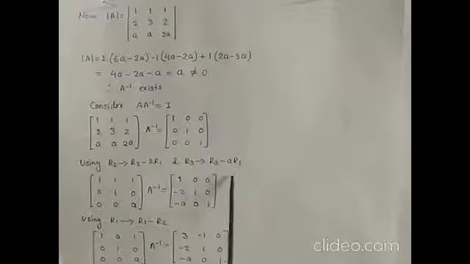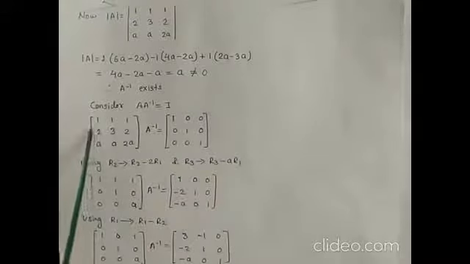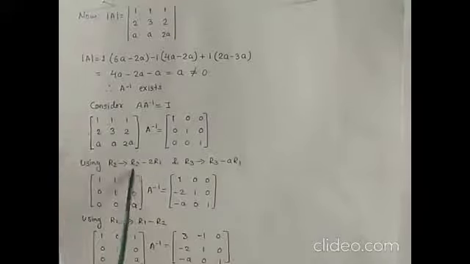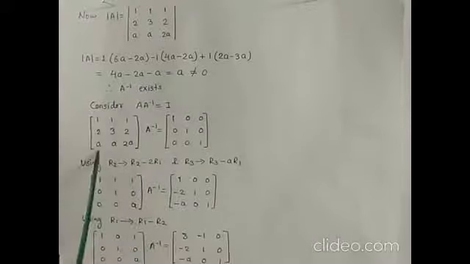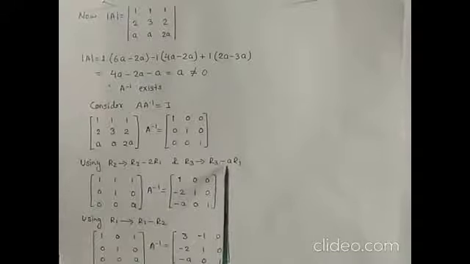You can see, to make this 0 at this place, R2 minus 2 times R1, 2 minus 2 is 0. To make this a 0, R3 minus a times R1. Is it clear, children? Now see, the first column has become 0 after applying this row transformation.